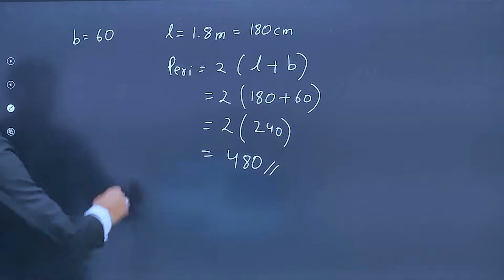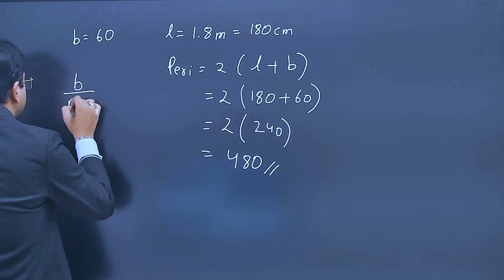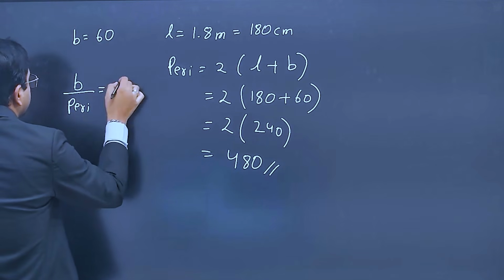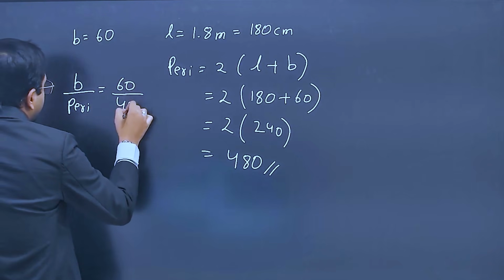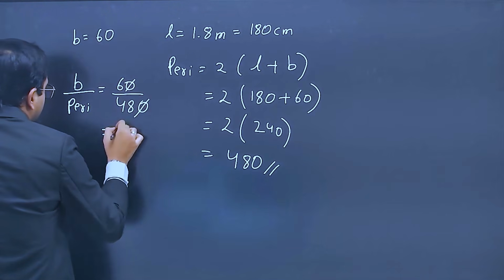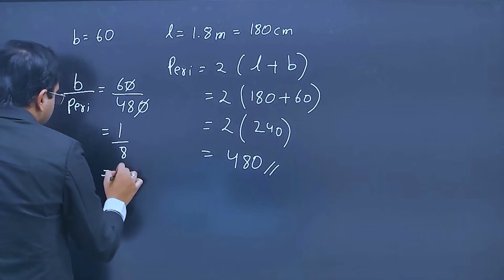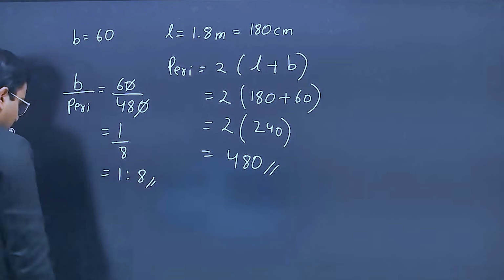Now they are asking the B by perimeter ratio. So that is 60 by 480. The 0s get cancelled, 1 by 8, which is 1 is to 8.